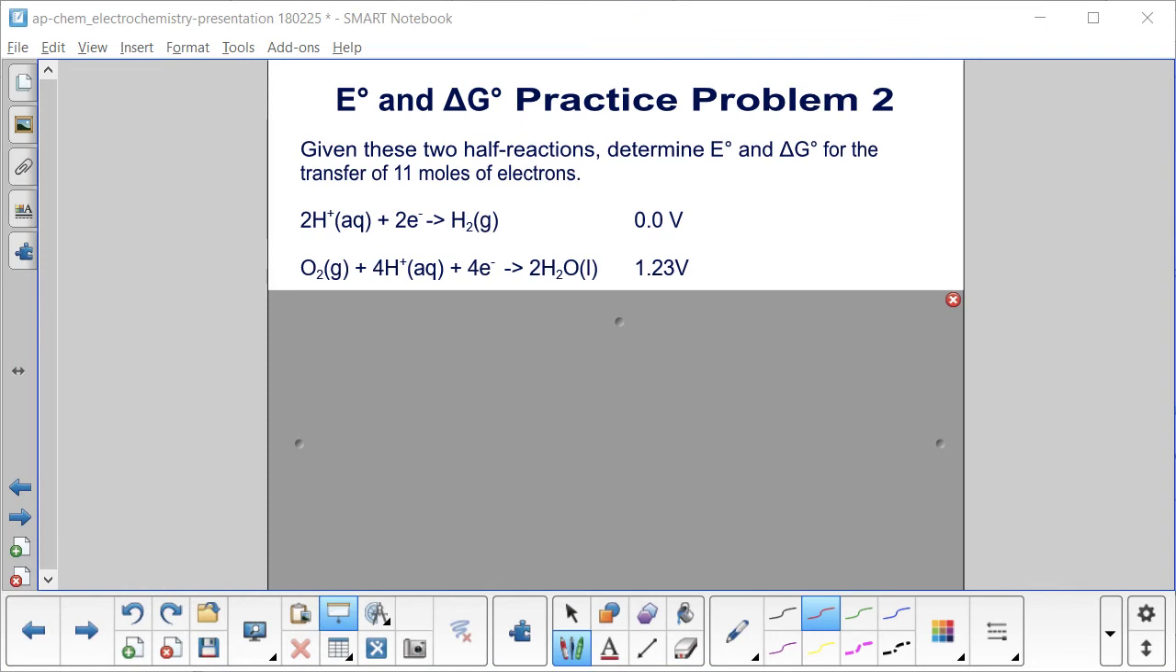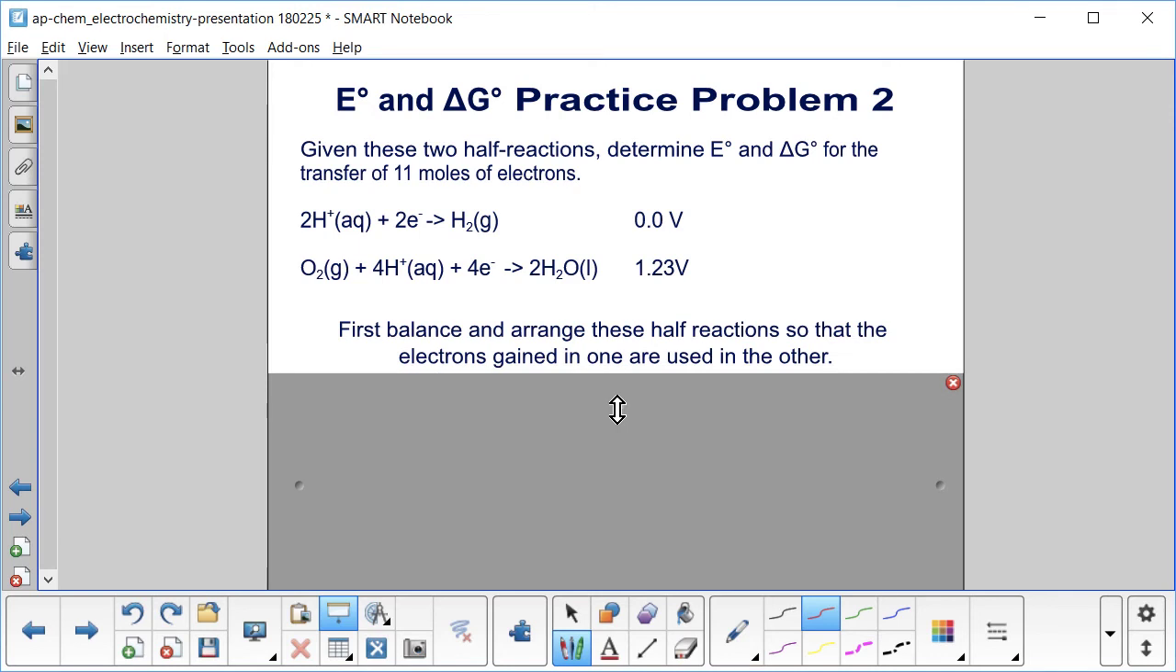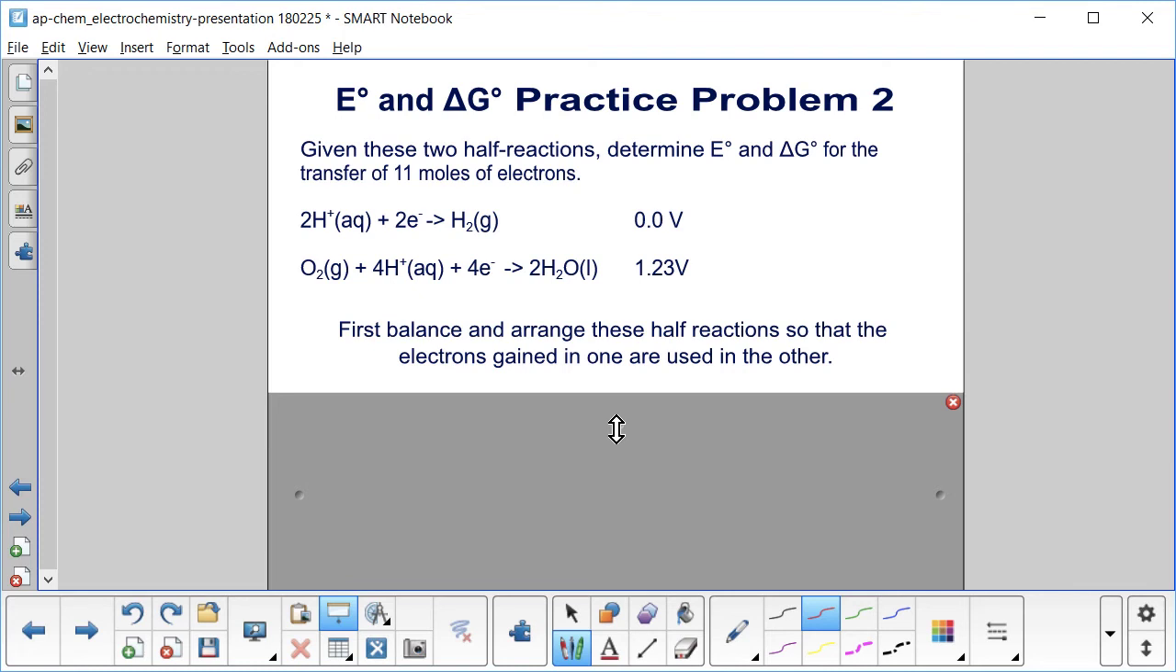All right, let's walk through a second Gibbs free energy practice problem. Given these two half reactions, determine the cell potential and Gibbs free energy for the transfer of 11 moles of electrons. So I'm given two reduction reactions with reduction potentials. The first thing I'm going to do is rearrange and balance the half reactions so that I'm showing oxidation and reduction of equal numbers of electrons.